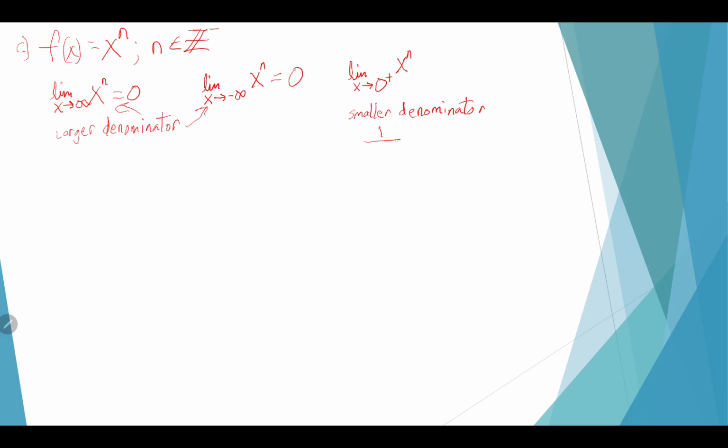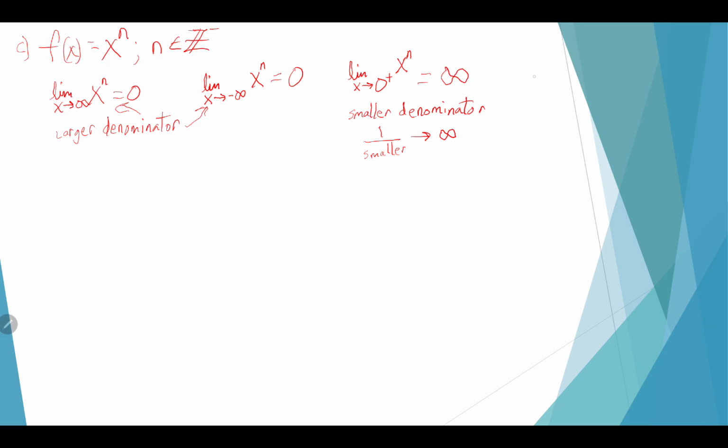So 1 over a smaller number is going to go to infinity. Okay? It just is. It's going to go to infinity from the right-hand side. So this is going to equal infinity.